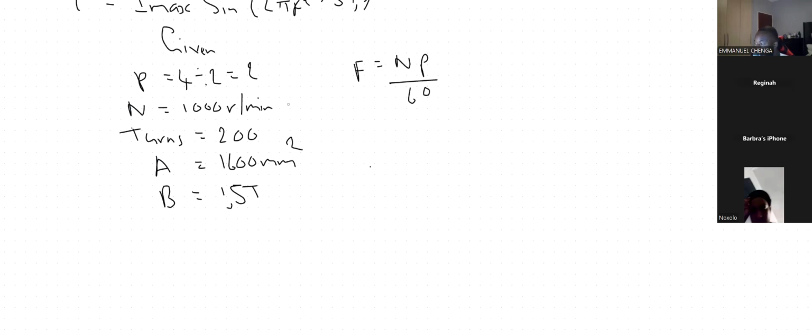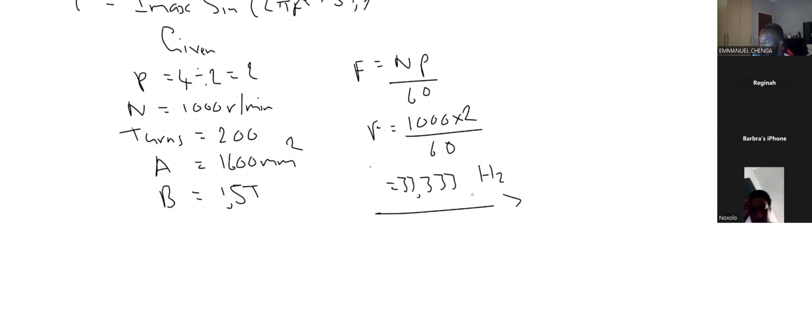So to calculate the frequency, it would be 1,000 multiplied by 2, divided by 60. And then you can have your frequency, which is in hertz: 33,333 hertz. Okay, and then after that, this is your A.